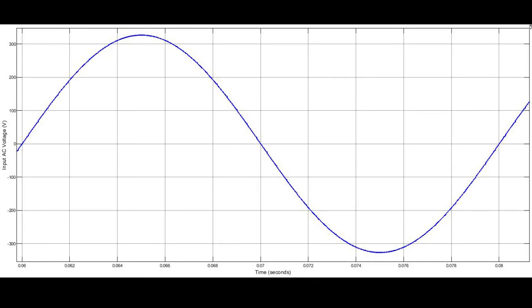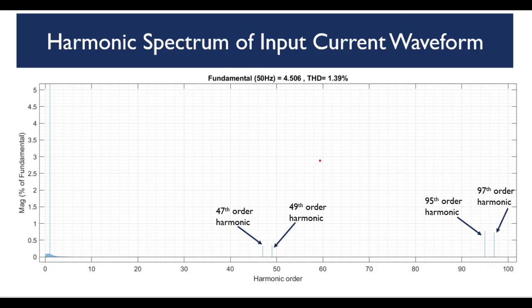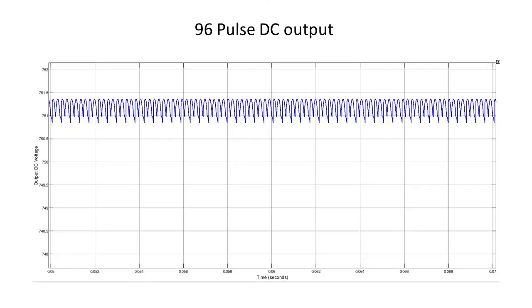This is the input voltage waveform for the converter and it is almost sinusoidal in shape. This is the input line current waveform for the converter. This also has an approximately sinusoidal shape. This is the harmonic spectrum of the input current waveform. There is considerable contribution from the 47th and 49th harmonics. This is the output DC voltage of the converter. There are 96 pulses in the periodic time interval.